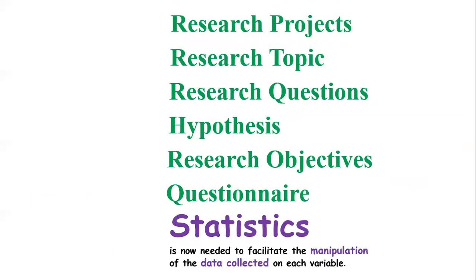So the logical sequence: you have a research project, you must have a research topic. From that topic, research questions are asked. Then possible answers to the research questions are called hypotheses. Then you have your research objectives, your to-dos, then your questionnaire to collect the data. And once you're talking about collection of data, here comes statistics. Statistics is now needed to facilitate the manipulation of the data collected on each variable. So that's the position of statistics in a research project. Just after the questionnaire, the onset of the collection of the data, that's when you need statistics.